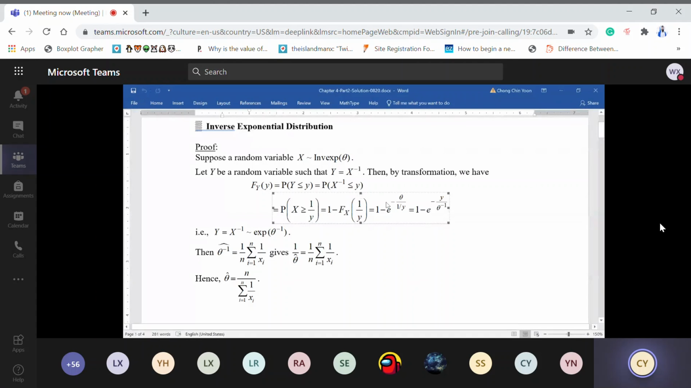this one actually is, as you saw last year, exponential. You know that your y actually is the inverse of x. Okay, so when I transform, eventually this becomes exponential. That means this y actually is exponentially distributed with this parameter 1 over theta. Okay, it's 1 over theta.